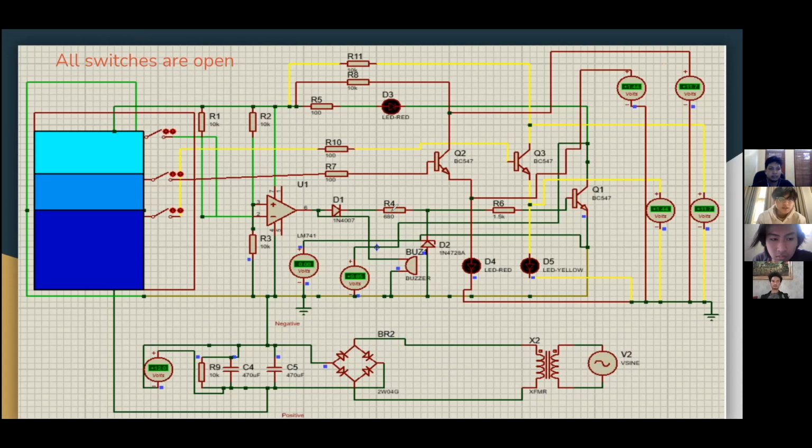So here, as you can see, there is an op-amp, an operational amplifier. What this op-amp does is, when the water reaches a certain level, there will be a voltage that flows through the non-inverting terminal. When there is a voltage in the non-inverting terminal, there will be a difference that is significant enough for the op-amp to generate an output. So there will be an output that can be used to power up the buzzer and other loads.